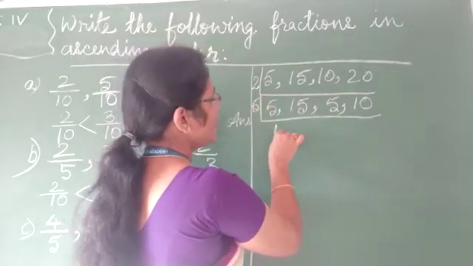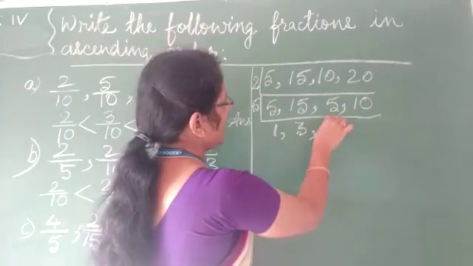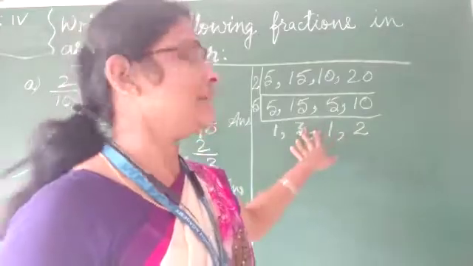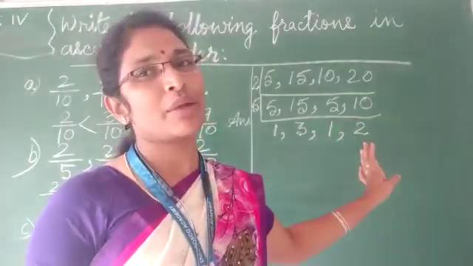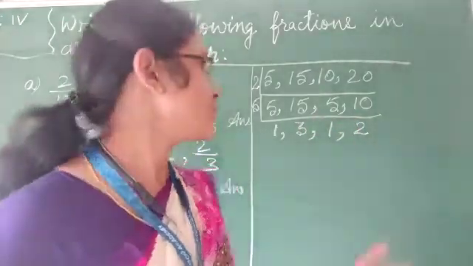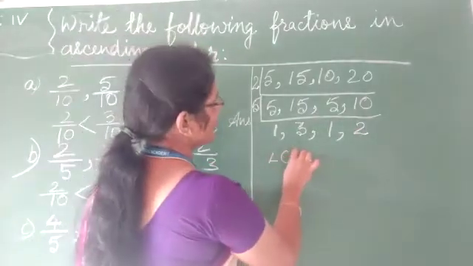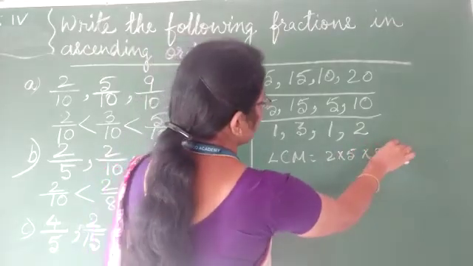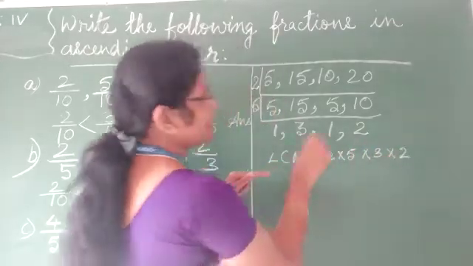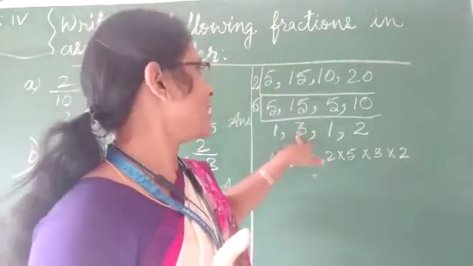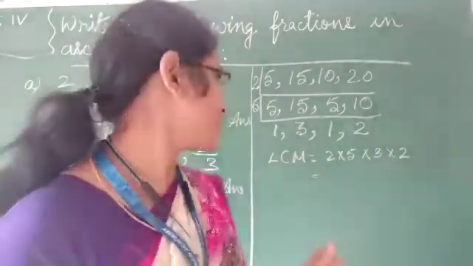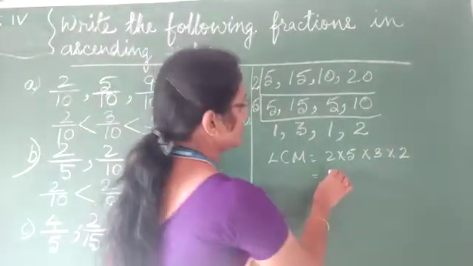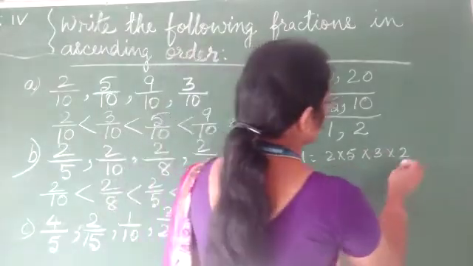5 1's are 5. 5 3's are 15. 5 1's are 5. 5 2's are 10. Now we can see only 3 and 2 are there, and both are prime numbers. We cannot continue the process. So our LCM is going to be 2 into 5 into 3 into 2. For finding the LCM, we have to multiply the remaining numbers also. Now 2 5's are 10, 10 3's are 30, 30 2's are 60. Our LCM is 60.